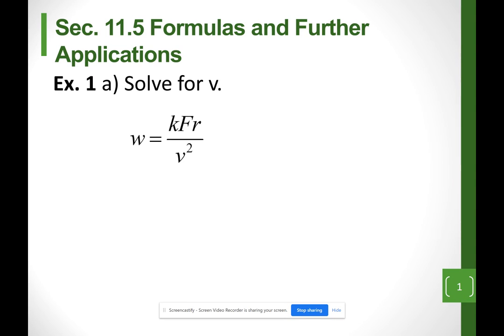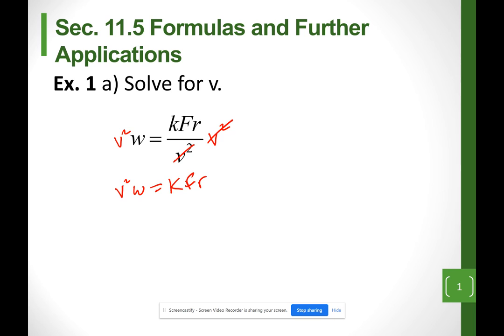All right, for section 11.5, let's take a look at how to work with some formulas, to begin with, how to play with them. First of all, if possible, let me get rid of fractions. Let me multiply, in this case, both sides by v squared. So I have v squared times w is equal to kfr.